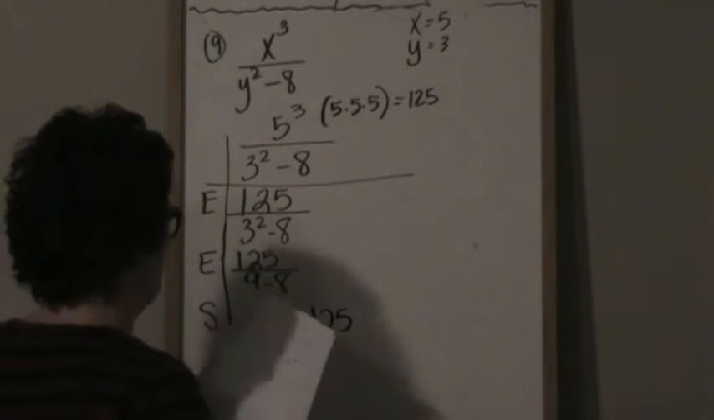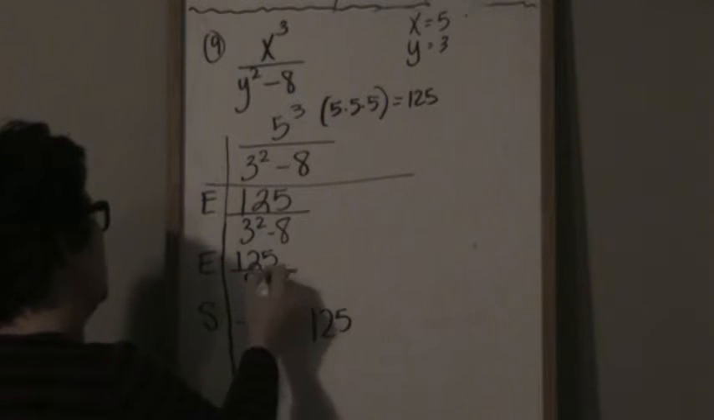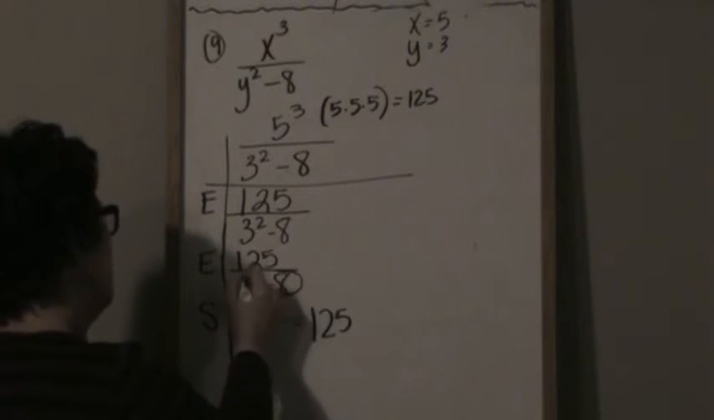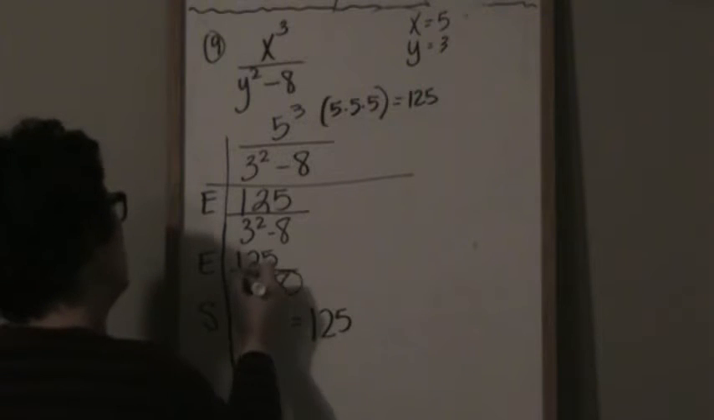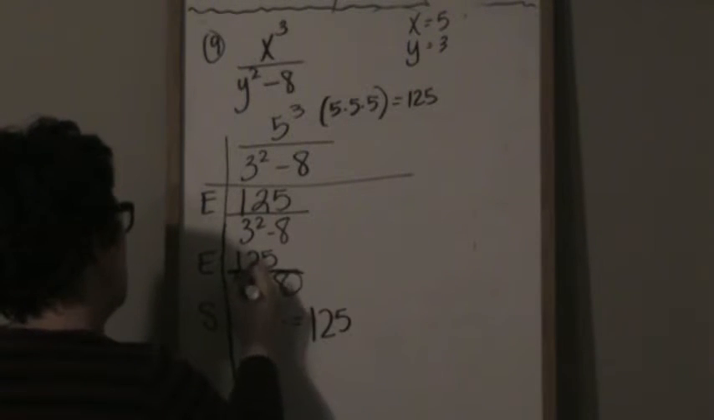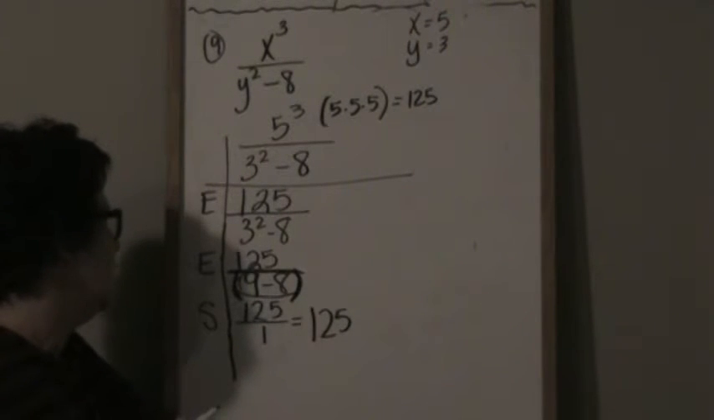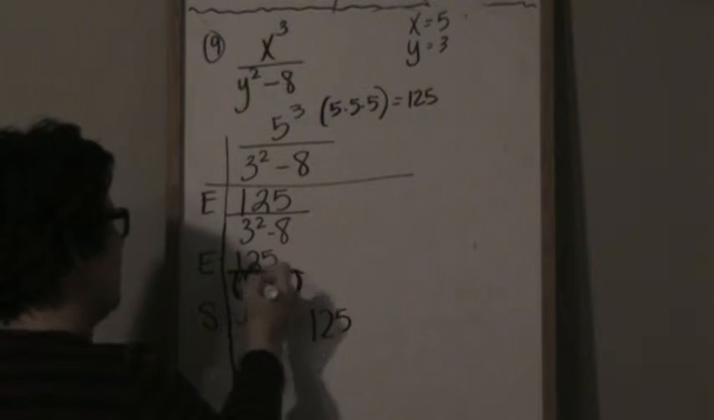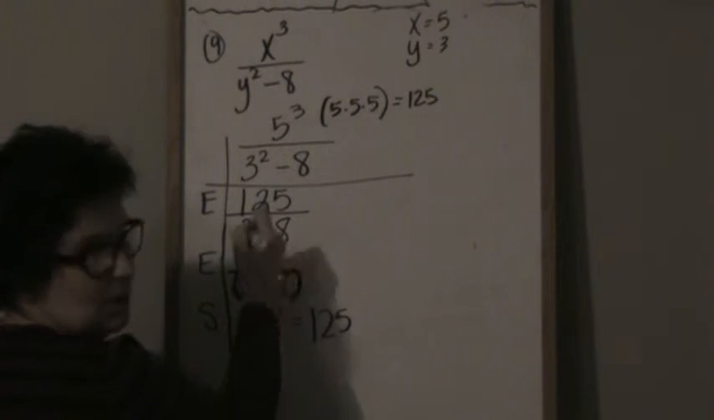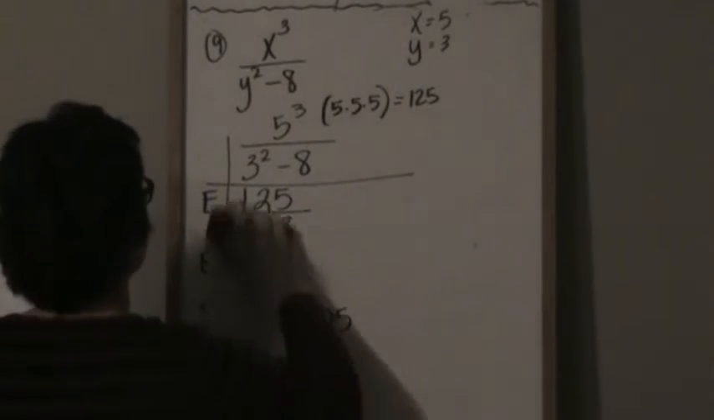And then that becomes 125. Okay? And the reason you do this subtraction right here is because you can kind of think of everything underneath this bar in parentheses if you want to. Because you've got to get one term on top and one term on the bottom, and then you can divide.